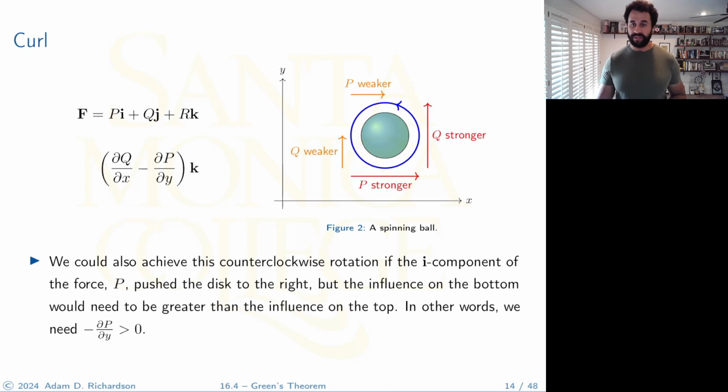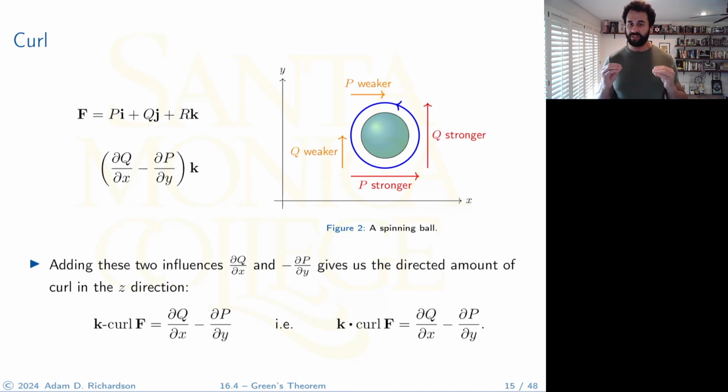Okay, now what we're gonna do, because we have these two options that we can use to create this rotation, we're gonna add those two influences together. That'll give us the directed amount of curl in the k direction. Really should say k here, doesn't have to be z necessarily. So what I'm calling the k curl of F is equal to the sum of these two things, partial Q partial x plus negative partial P partial y, which gives you this. Or in other words, if you take the curl vector itself and dot it with the basis vector k, then you will get this amount.